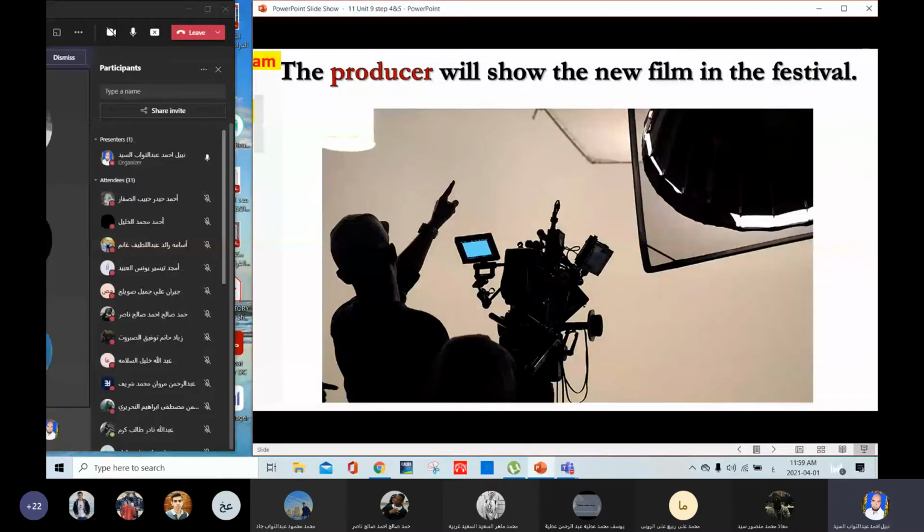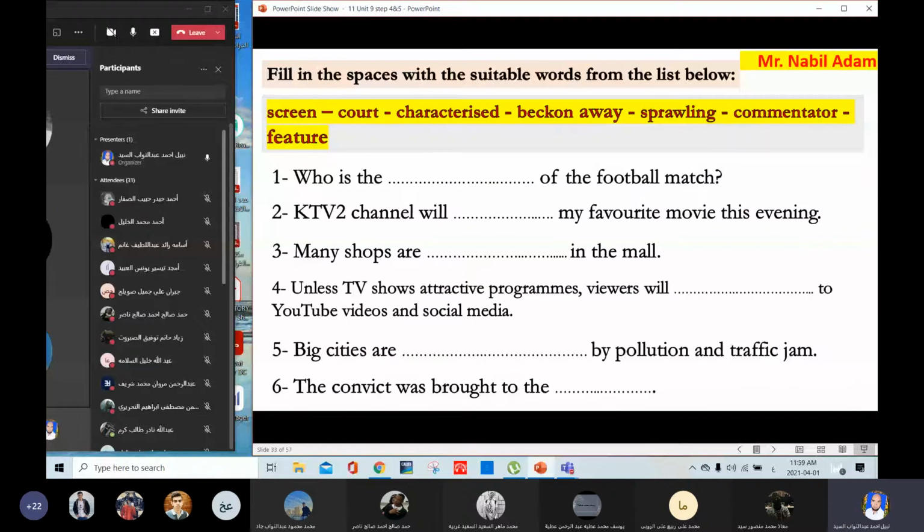Now, we have studied the new words today. Let's do this exercise. Fill in the space with the suitable words from the list. You've got 7 words and 6 sentences. Do this exercise in 2 minutes. Read silently and choose the best word that completes the sentence.